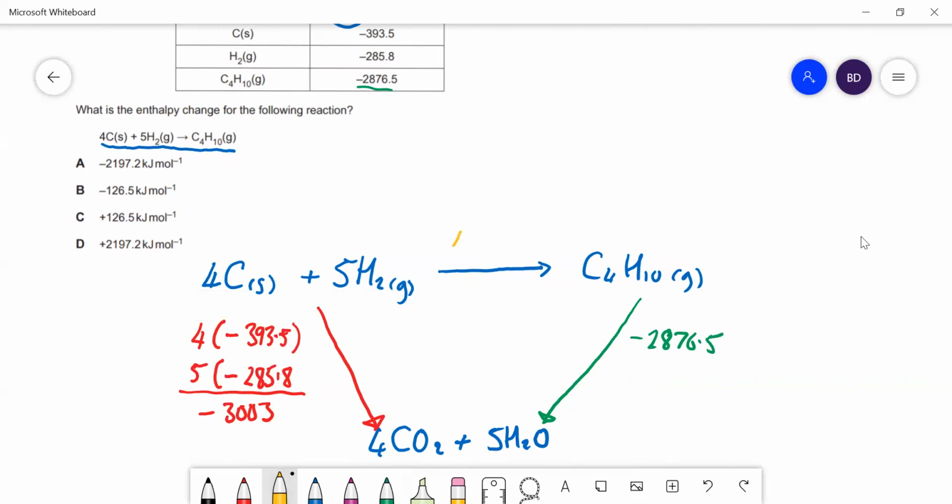This is the enthalpy change we're going to find. So delta H is going to be equal to, right, we're following the red arrow, so that's going to be minus 3003. And we're going against the green arrow, so we're going to change that sign to a plus 2876.5. Do that, you get an answer of minus 126.5 kilojoules. So our answer is that one, B.